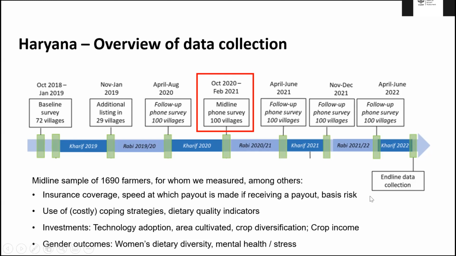And on the gender side, we're particularly interested in women's dietary diversity, and with insurance being supposed to be kind of relieving some of the stress that farmers might be having around their crops failing and then being unable to repay their loans or invest in a subsequent season. We also measure mental health or stress indicators. We did not do that one at midline though, because it was a phone survey.